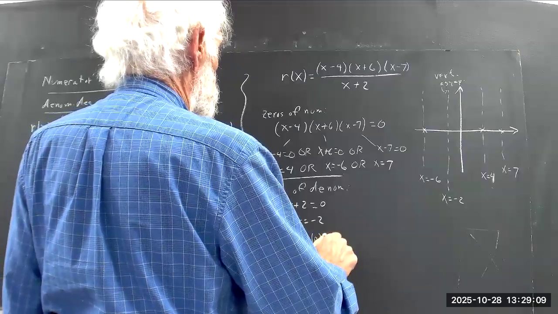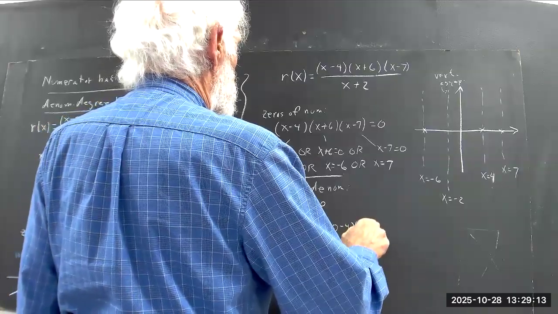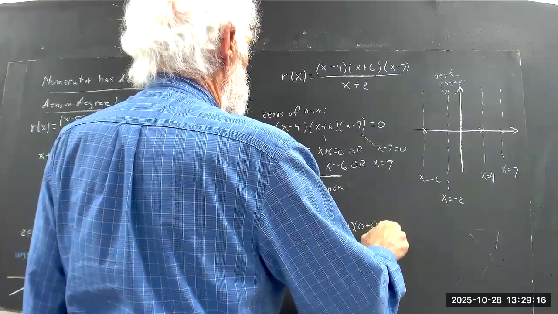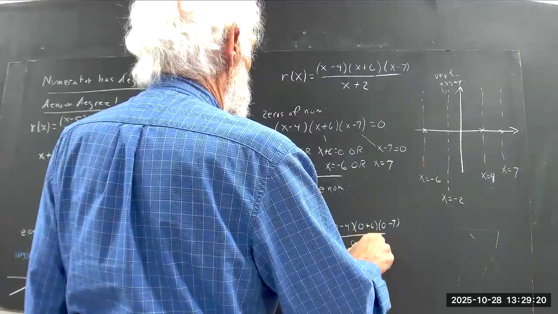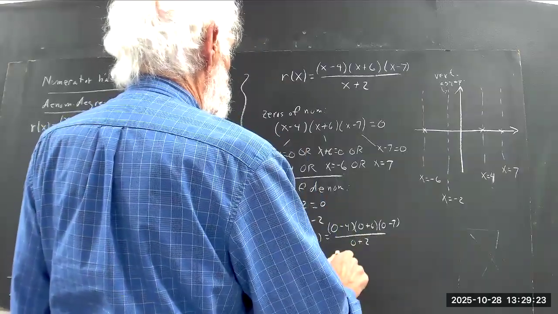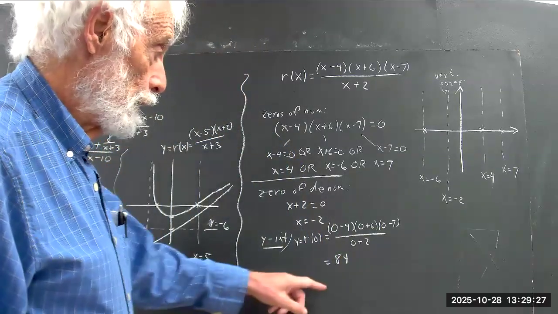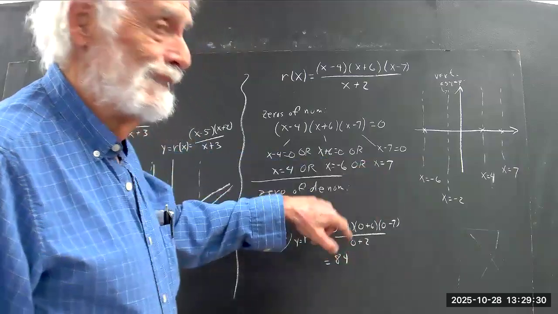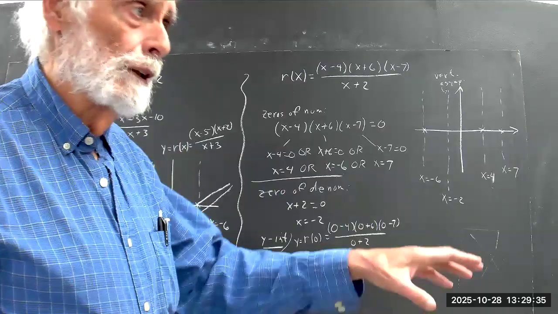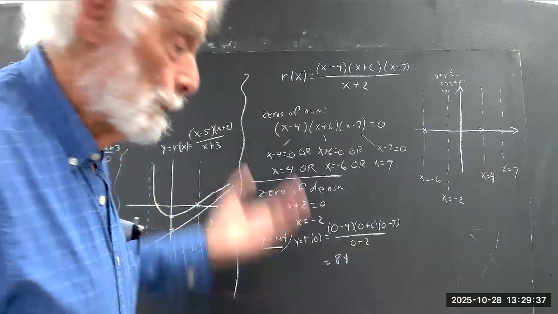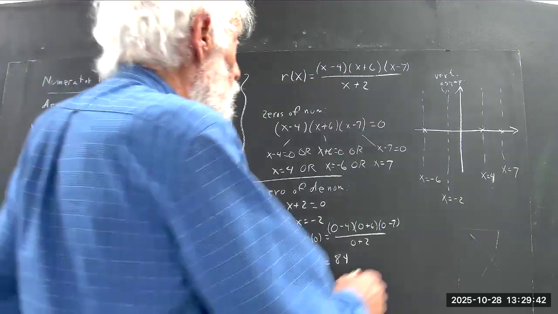Curves from y equals r of 0, which is (0 minus 4)(0 plus 6)(0 minus 7) over 0 plus 2, which equals 84. You know it's not -84 because you got two negatives and the rest are positive, right? So you want to be careful because sign errors are really easy to make. I made them. Okay, so we got y equals 84.